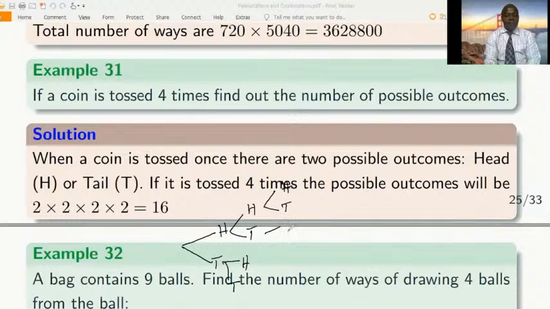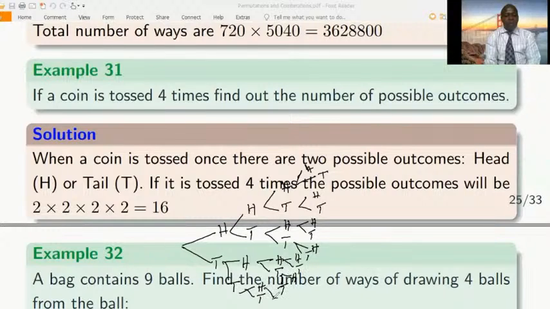So when you toss the 3rd time, you have head or tail. Now the 4th time, you have head or tail, at each branch. You know how to draw that.